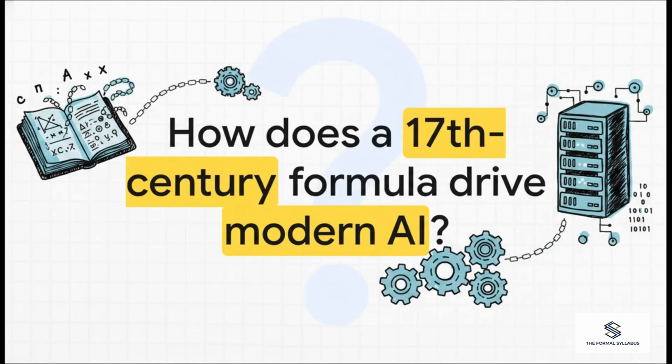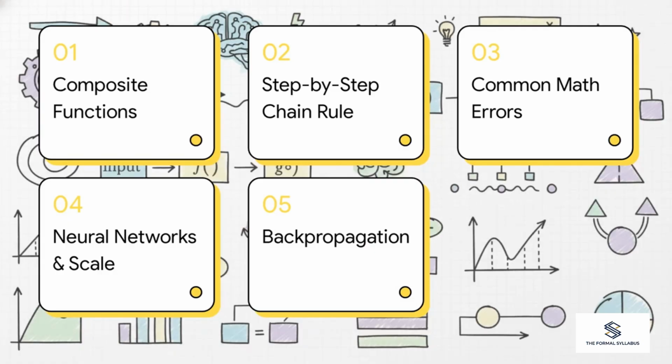So let's just dive right into this crazy question. How does a calculus concept taught in high school bridge the gap straight to the cutting edge of tech engineering? I mean, it sounds almost impossible, right? How does a rule discovered hundreds of years before the first computer even existed actually make modern language models like ChatGPT smarter? Here's our roadmap for today.